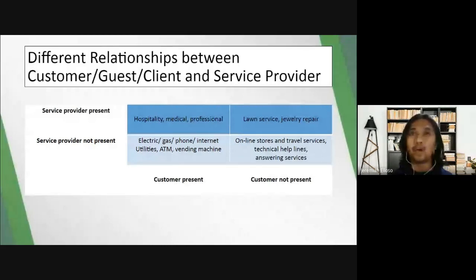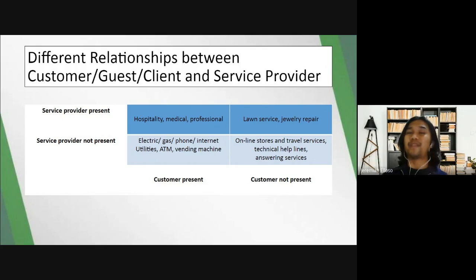Okay. There are also instances by which the service provider is not present, but the customer is present. How could that happen? Looking onto the lower left side of the quadrant, you see examples of those are electric, gas, phone, internet, utilities, ATM, vending machine. For these services, the customer has to be there for them to be able to use those products. But the service provider obviously is not present.